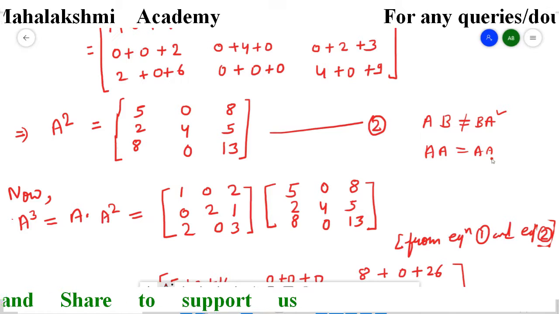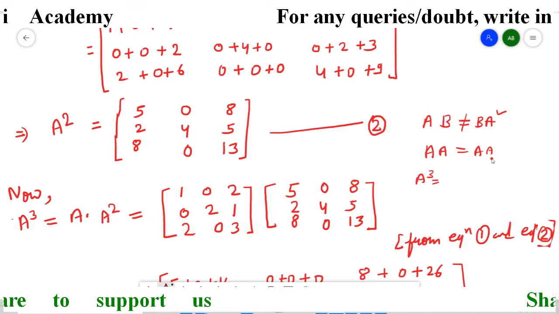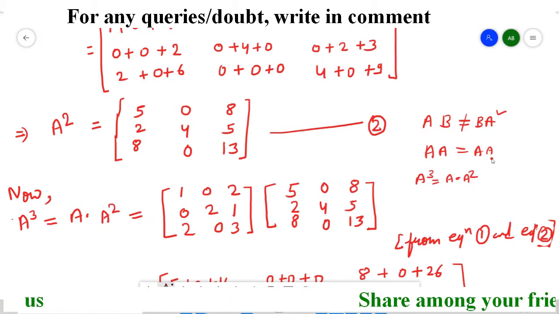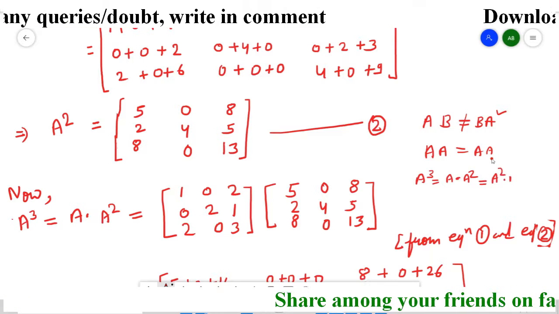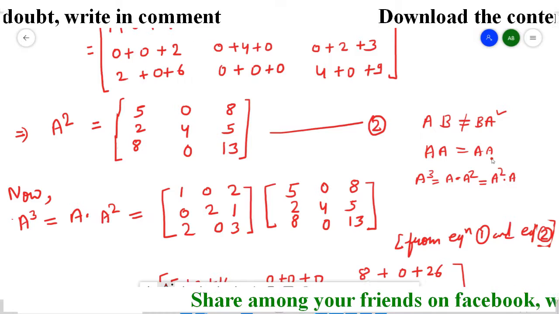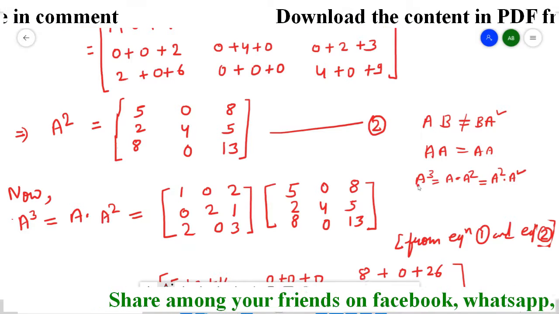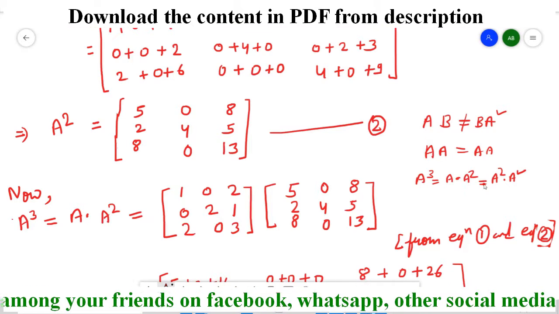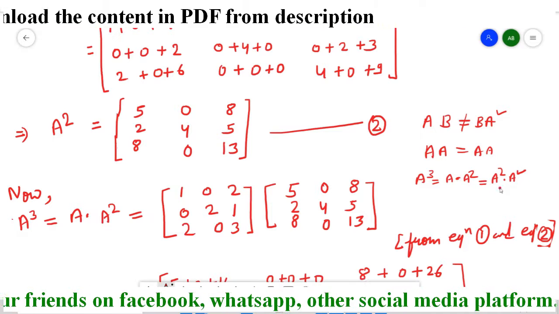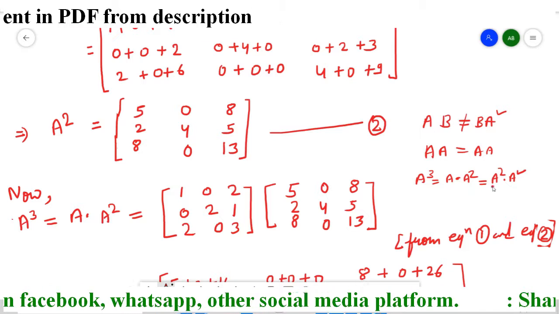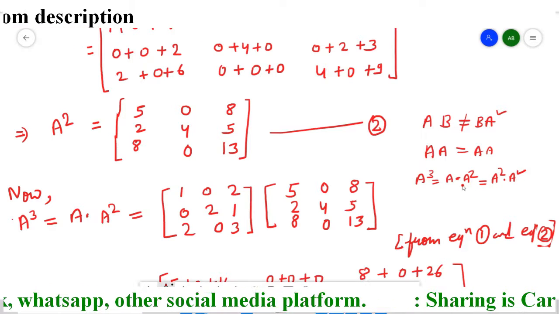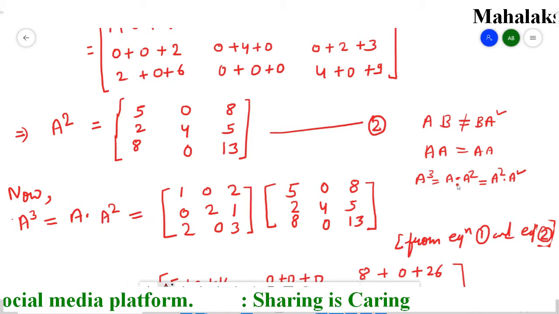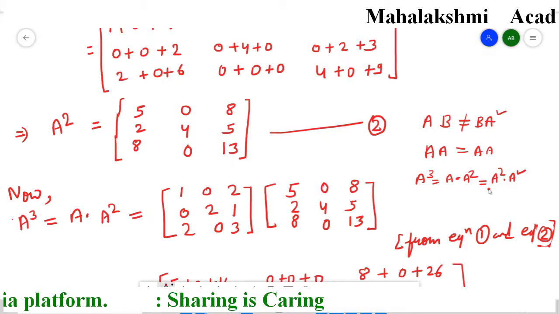In the same way, if we need A cube, we can achieve it in two ways: A multiplied by A square, or A square multiplied by A. It's true, meaning when the matrix is identical, A multiplied by A square is equal to A square multiplied by A. Only in this particular situation are they commutative, meaning multiplication is commutative only when you find A cube, A to the power 4 and so on.